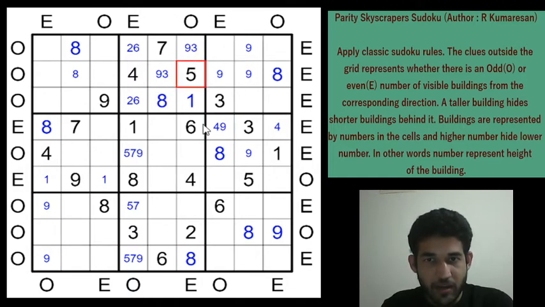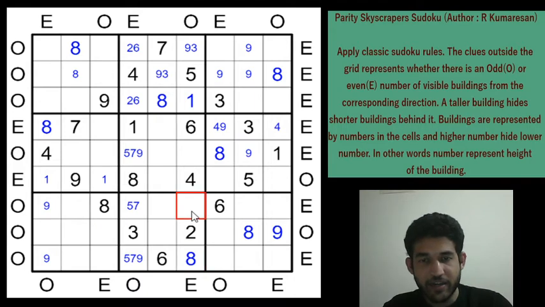Maybe we can write the remaining digits along column 6, because we have filled in 6 digits: 1, 4, 5, 6, 2 and 8. Remaining digits are 3, 7, 9. 3 is here, so this will be a 7 and a 9. And this will be a 3, 7, 9.